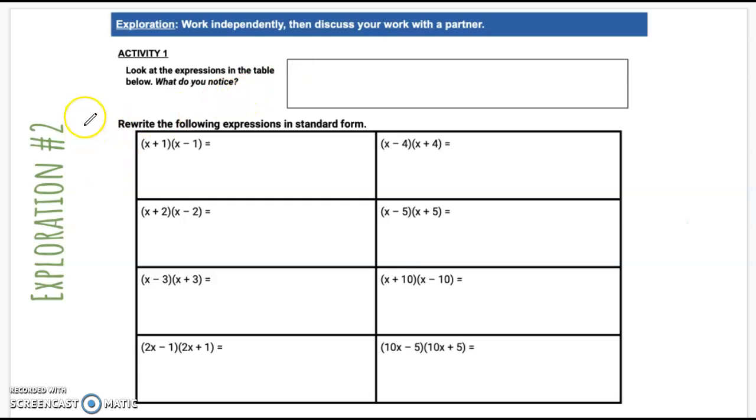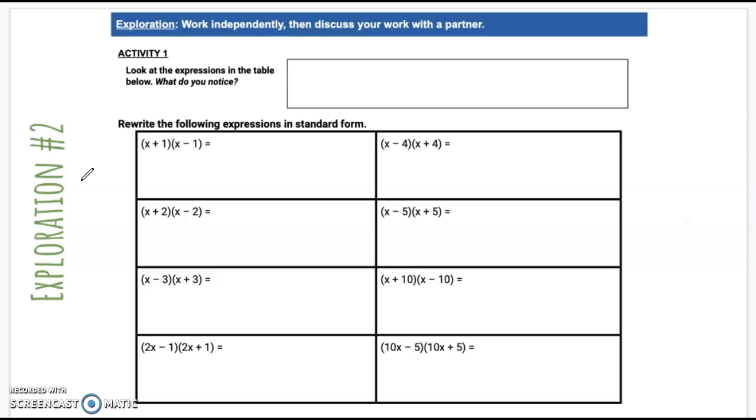Similar to that first exploration, go ahead, take a minute, pause the video, try some of these on your own, see what kind of patterns you might notice or shortcuts you think you might be able to make a conjecture, write it down, and then watch the rest of the video to see if your conjecture is accurate. So go ahead and do that now. If you want to pause it, go ahead and pause now and give these a try.